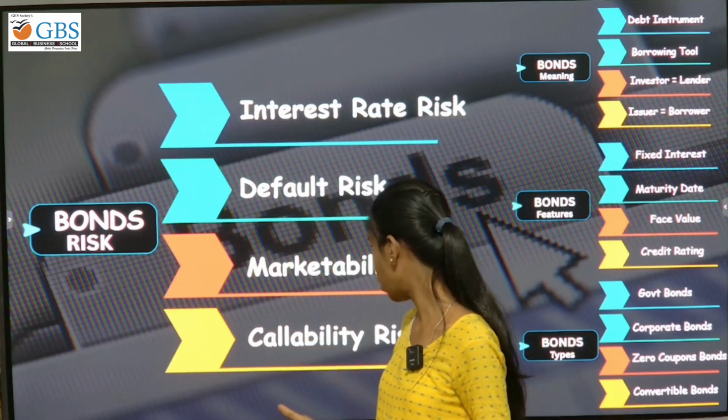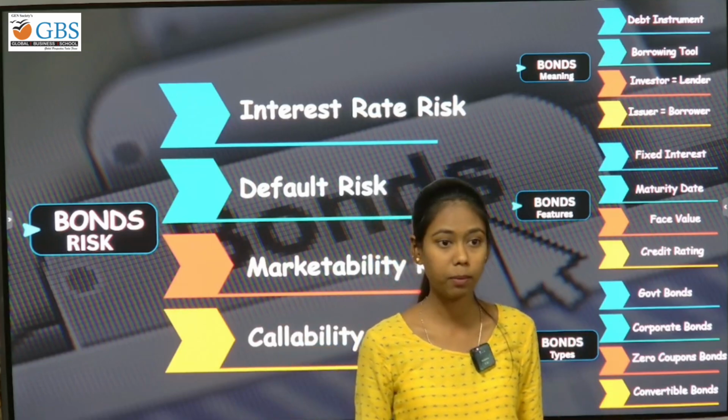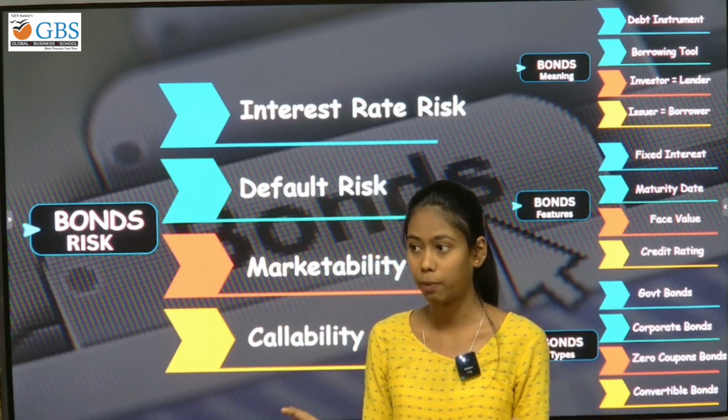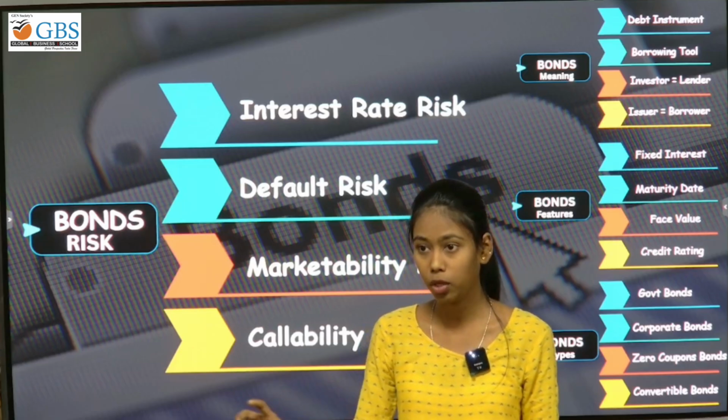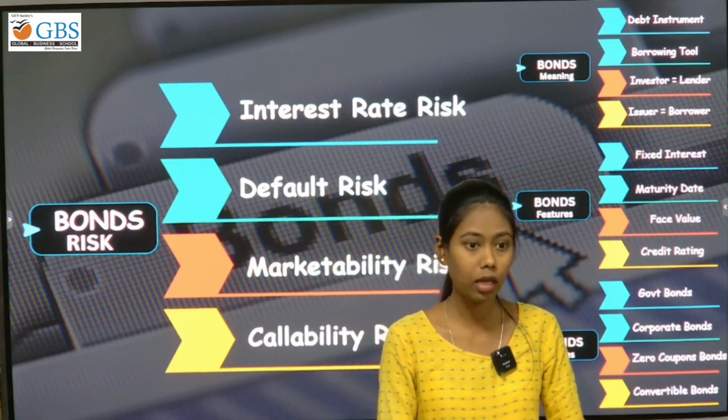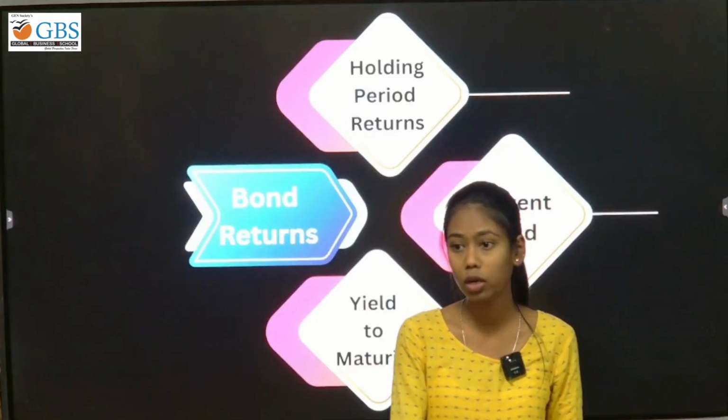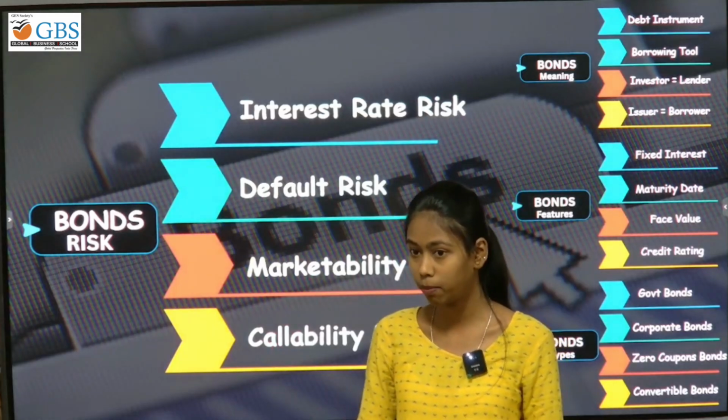The next one is callability risk. Callability risk is nothing but, if there is a certain time period, for example a 5 year duration, before that the company or the government will try to repurchase the bonds which were issued to the public.